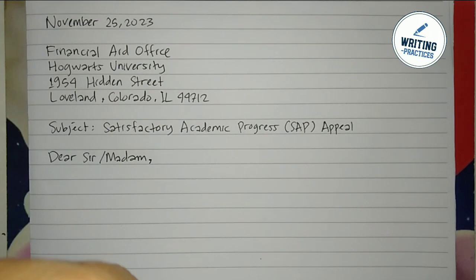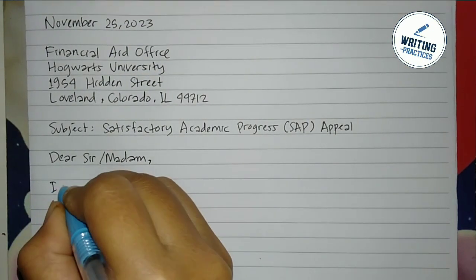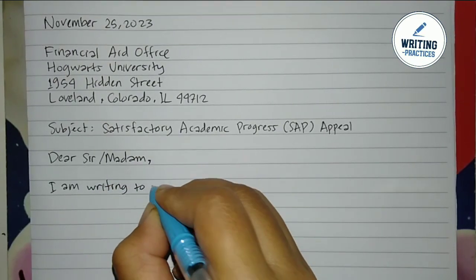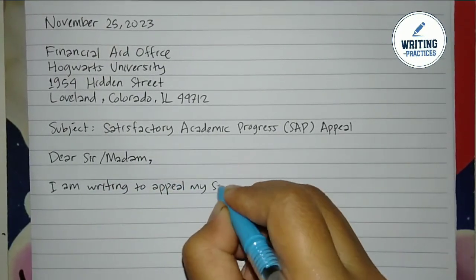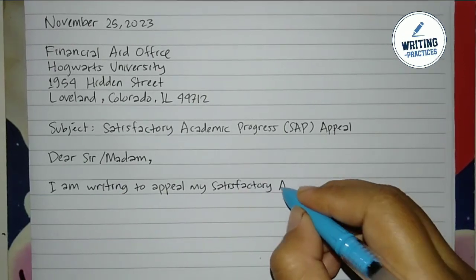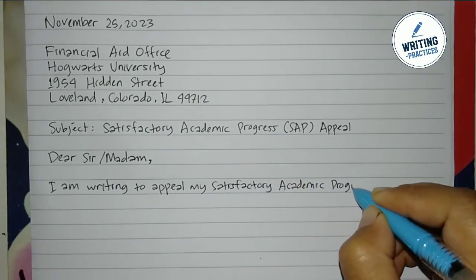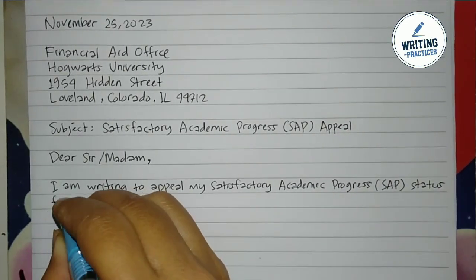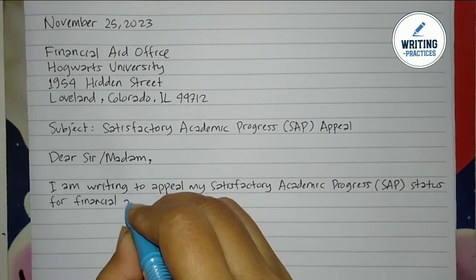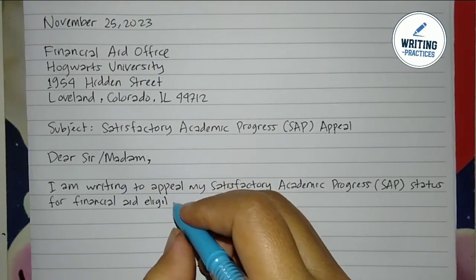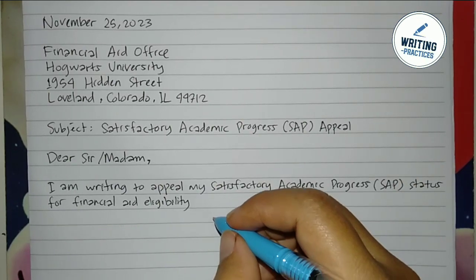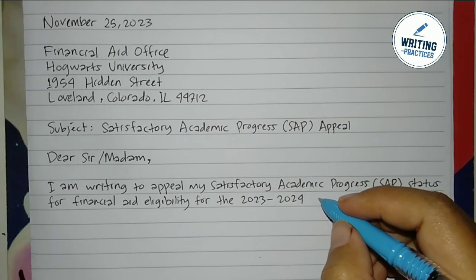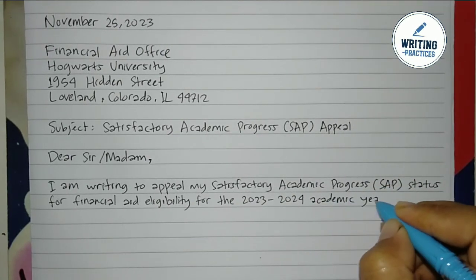In the first paragraph, you need to tell the reason why you are writing this letter. Of course, you want to appeal your SAP status. And you need to mention which academic year as well as the name of your university. For example, you can simply write, I am writing to appeal my Satisfactory Academic Progress or SAP status for financial aid eligibility for the 2023 to 2024 academic year at Springfield University.